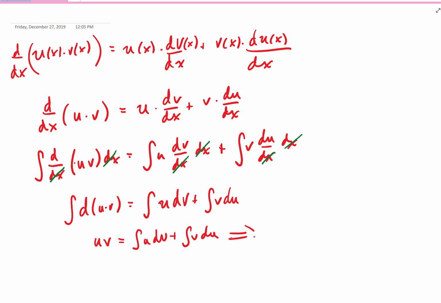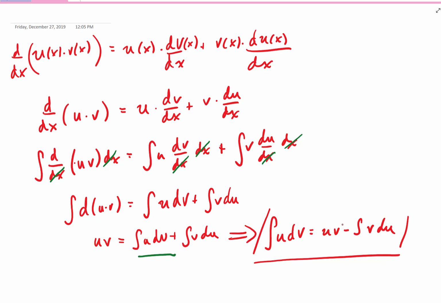All we need to do now to derive the integration by parts formula is to solve this for one of the integrals. It's customary, in the way people memorize the formula, to solve for that integral, although you could solve for either one, remembering that the choice of u and v is arbitrary as long as you're consistent. So we end up with the integral of u dv is equal to uv minus the integral of v du, and that's the integration by parts formula.